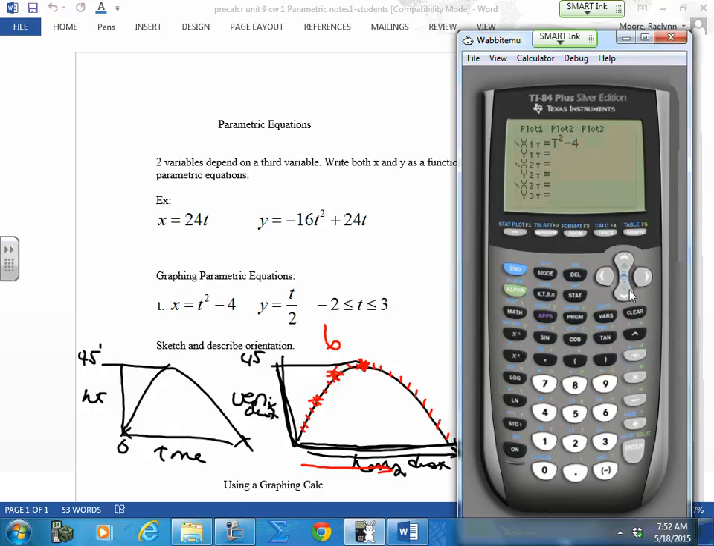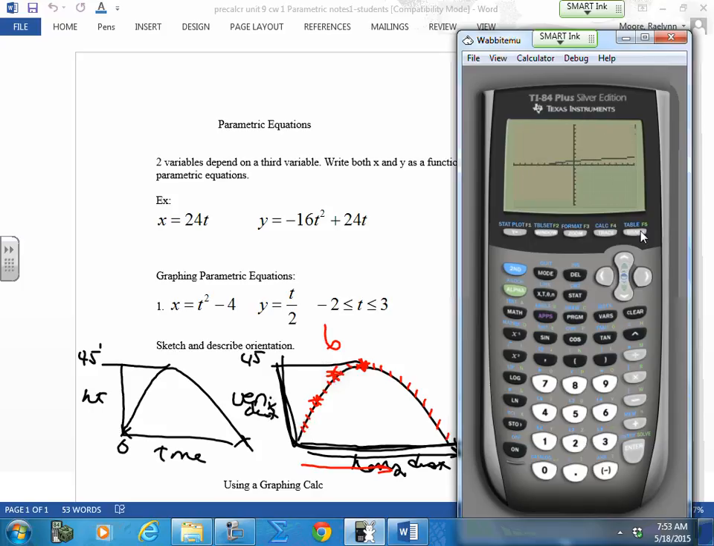Every parametric needs two sets of equations. And in this one, we're going to put t divided by 2. On Wednesday, we're going to take these and do them algebraically. We're going to eliminate one variable and make one set of what we call a rectangular equation. Now, we're going to graph this thing.